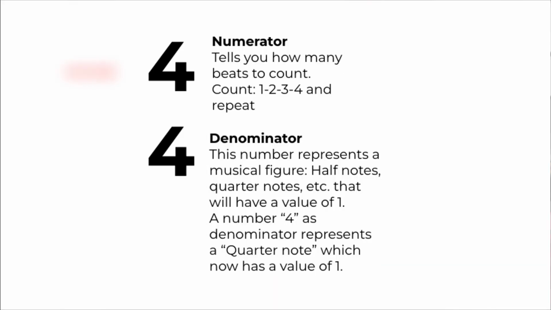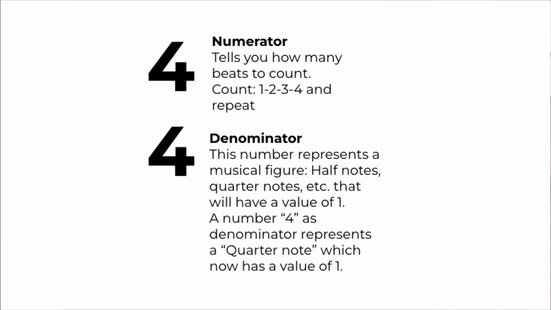Okay, so let's go back a little bit and make sure that we understand this and that we are tracking this. Again, the numerator tells us how many beats we are going to count, how many beats are going to be on this measure. If it's a 4, 4 beats per measure. If it's a 2, 2 beats per measure. If it's a 10, 10 beats per measure. However, the bottom number is going to tell me what musical figure is going to take the value of 1.